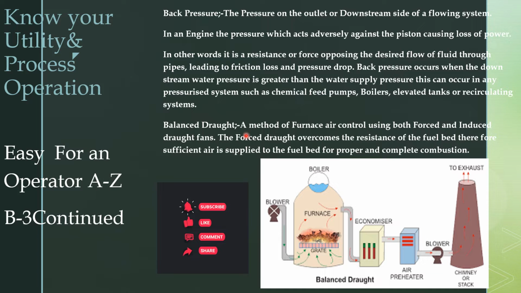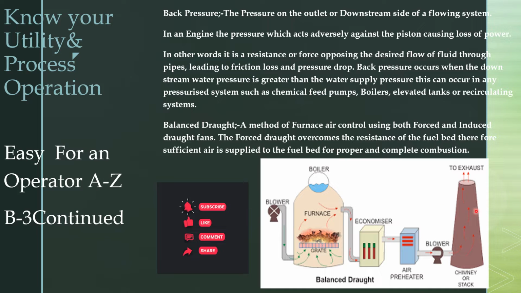Next we will see about the balanced draft. Normally it is used in solid fuel firing, coal-fired, crushed coal or pulverized coal boilers. It is a method of furnace air control using both forced and induced draft fans. The forced draft fan overcomes the resistance of the fuel bed, therefore sufficient air is supplied to the fuel bed for proper and complete combustion.